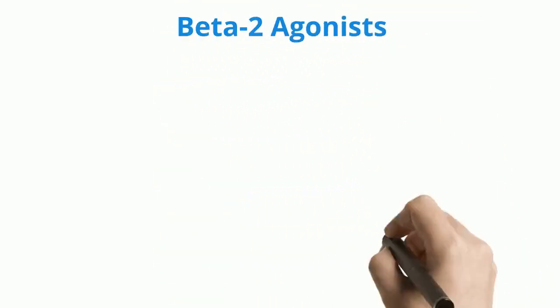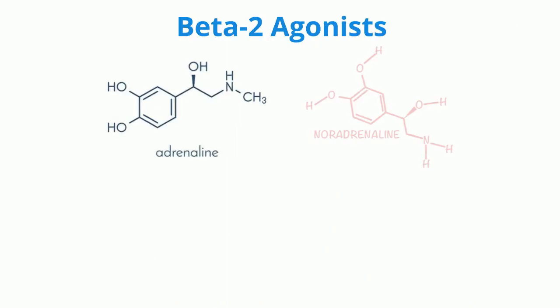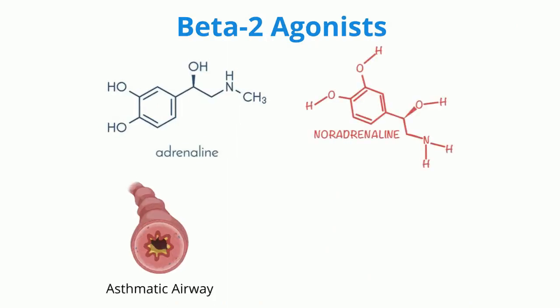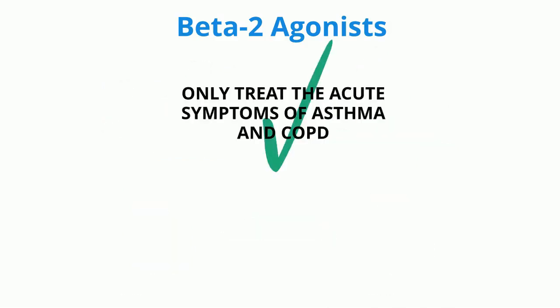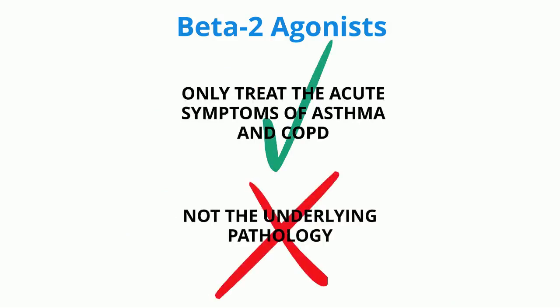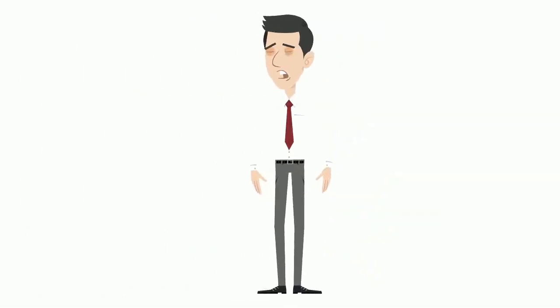Beta-2 agonists are stimulatory to muscle, mimicking the action of the hormone catecholamines adrenaline and noradrenaline. They work by forcing the airway muscles to dilate during bronchoconstriction. Importantly, beta-2 agonists only treat the acute symptoms of asthma and occasionally COPD, but not the underlying pathology. To explain how beta-2 agonists work, we will see how salbutamol helps Josh during an asthma attack.